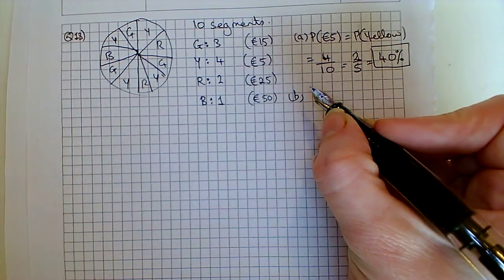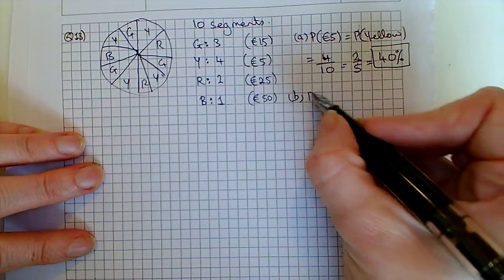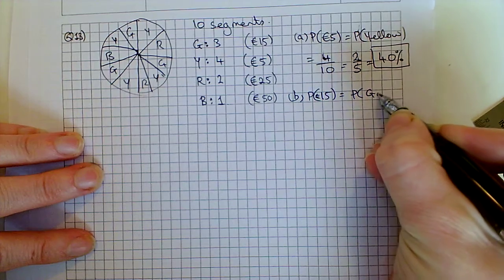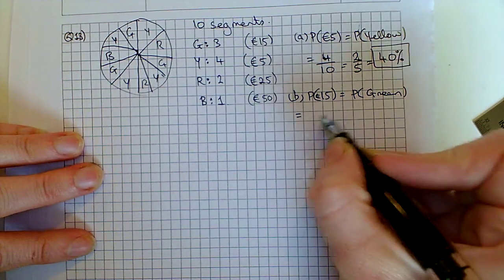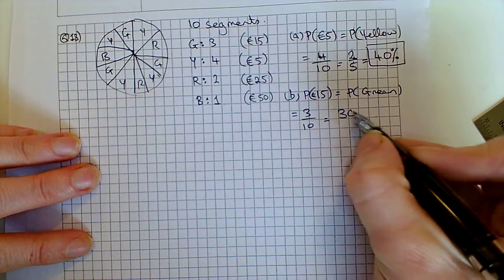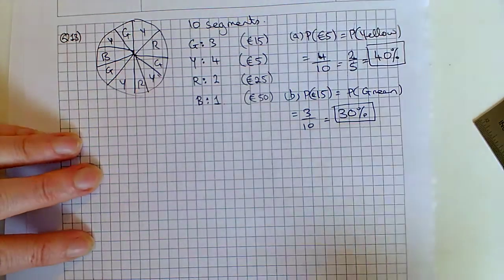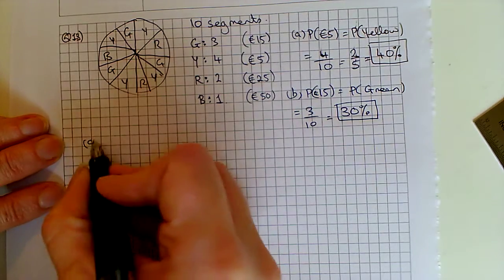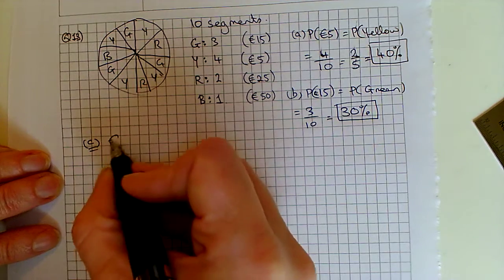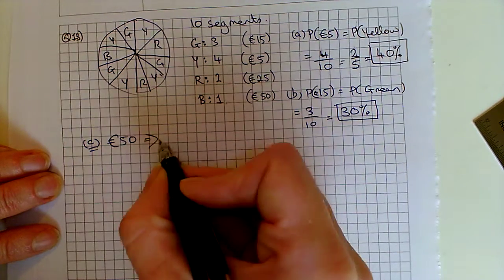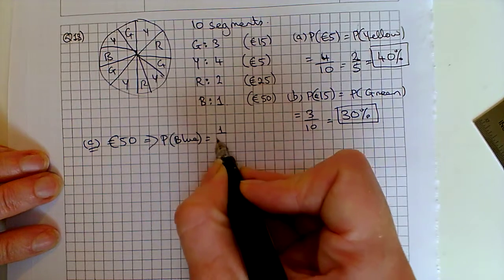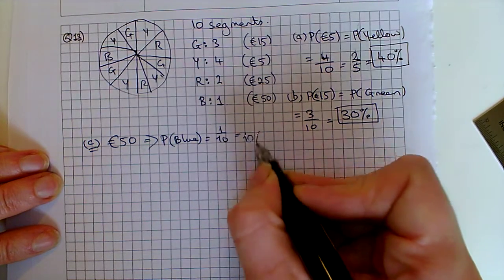Now, part B asked us to find the probability of winning €15. Of course, that is the same as the probability of landing on green, and there are 3 segments that are green. If we write 3/10 as a percentage, it's 30%. You don't have to use the calculator to convert to percentages. If you can do them in your head, that's fine. Part C, the probability of winning €50, is the same as the probability of landing on blue, which is 1 out of 10, or a 10% probability.